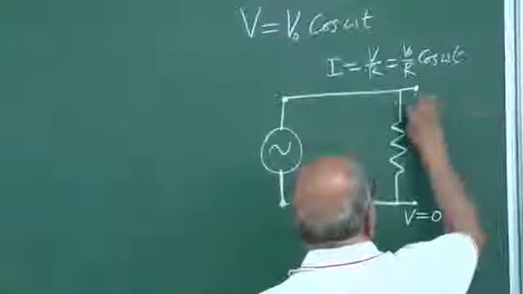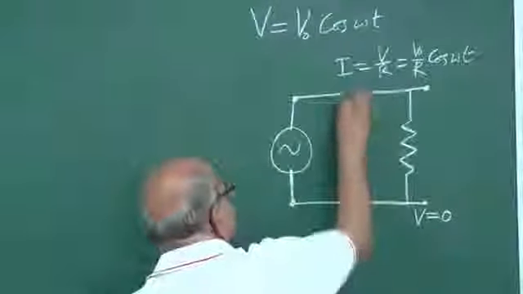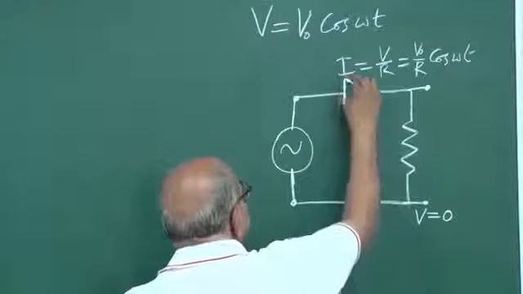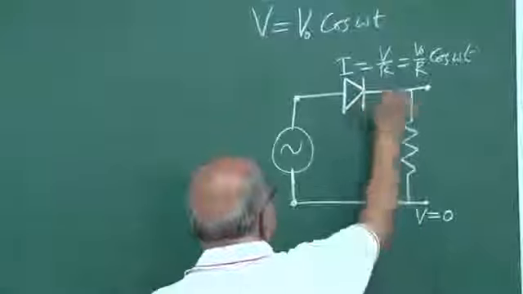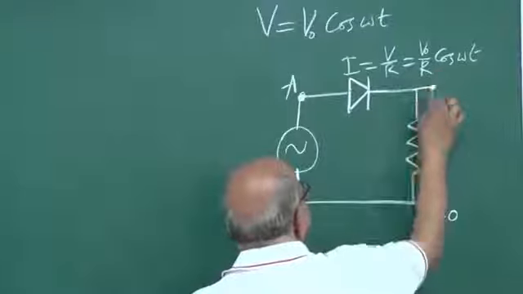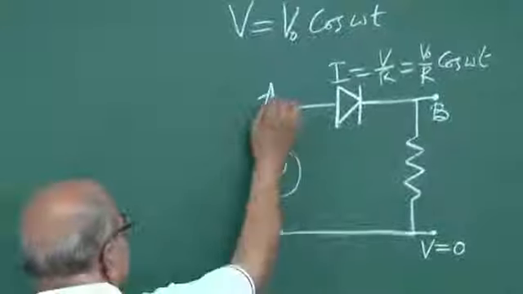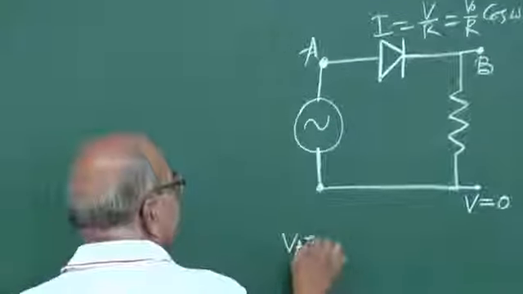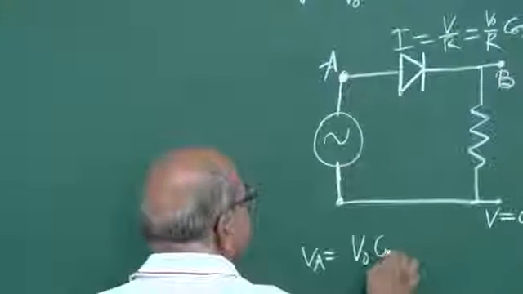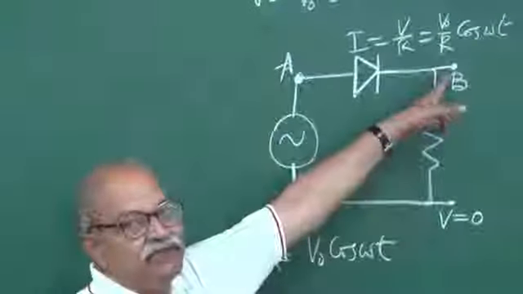Okay, so let me put a diode in between. Let me put just a PN junction here, and let me call this point A and this point B. And this is 0, this is all 0. So what is VA, the potential at A? That will be just the potential difference of the source. So let this be V naught cos omega t.